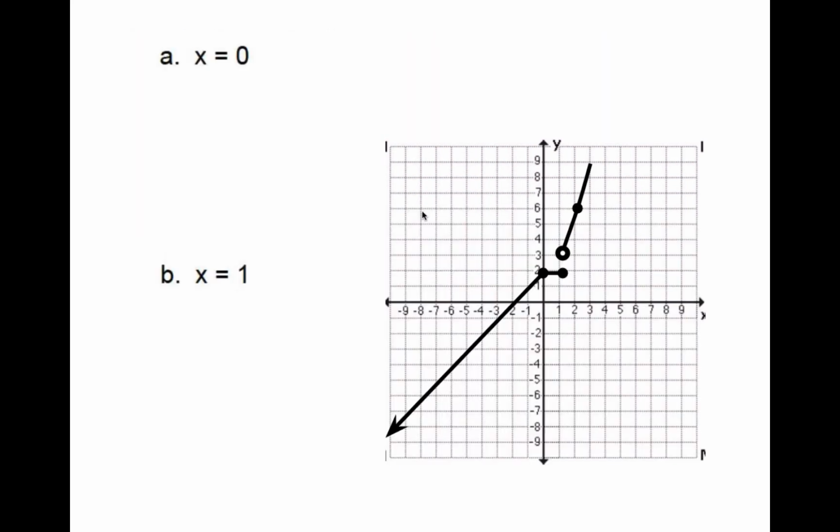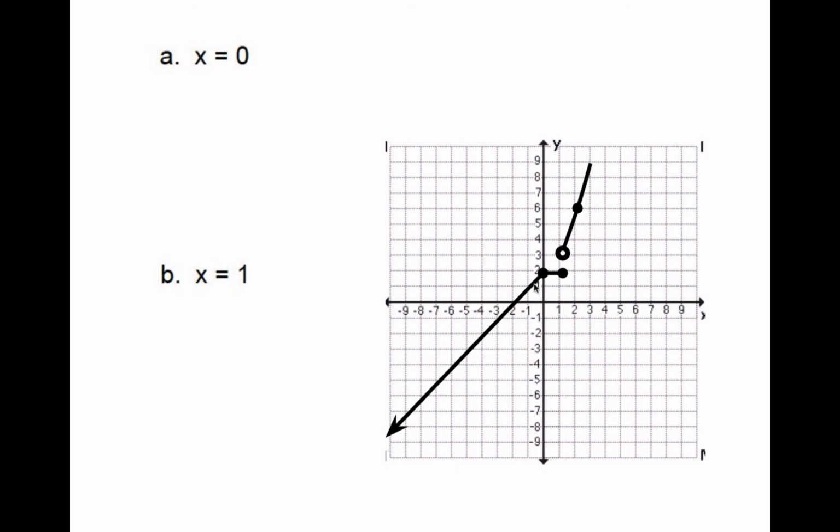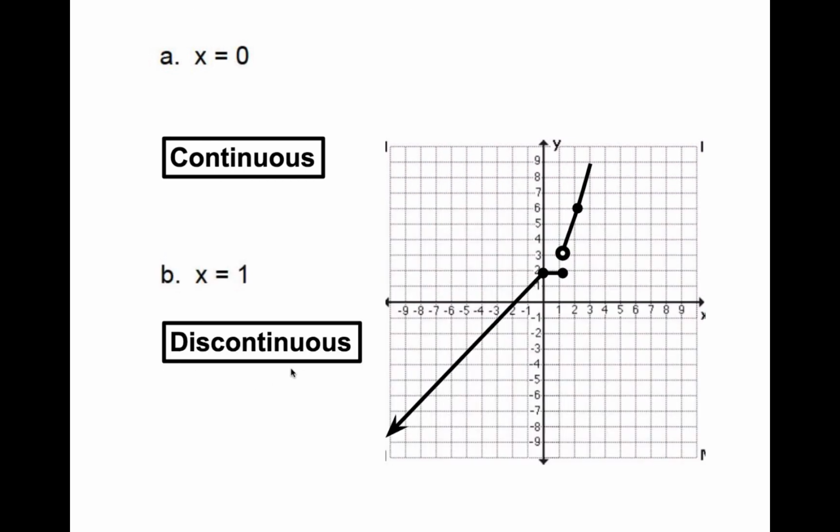So to answer the questions, part A is saying, is it continuous at x equals 0? As I trace this graph, do I have to pick up my pencil? The answer is I don't have to pick up my pencil, so it's continuous. But do I have to pick up my pencil at 1? Yes, I do. That's a jump, so this would be considered discontinuous.